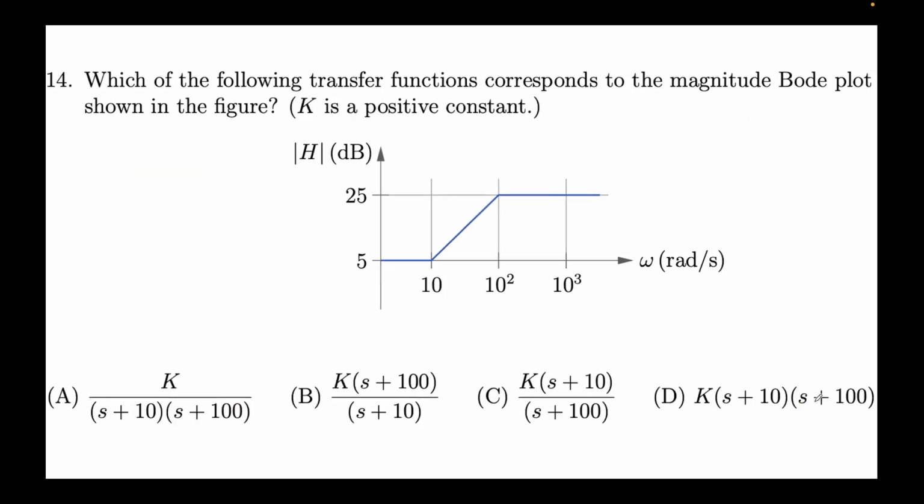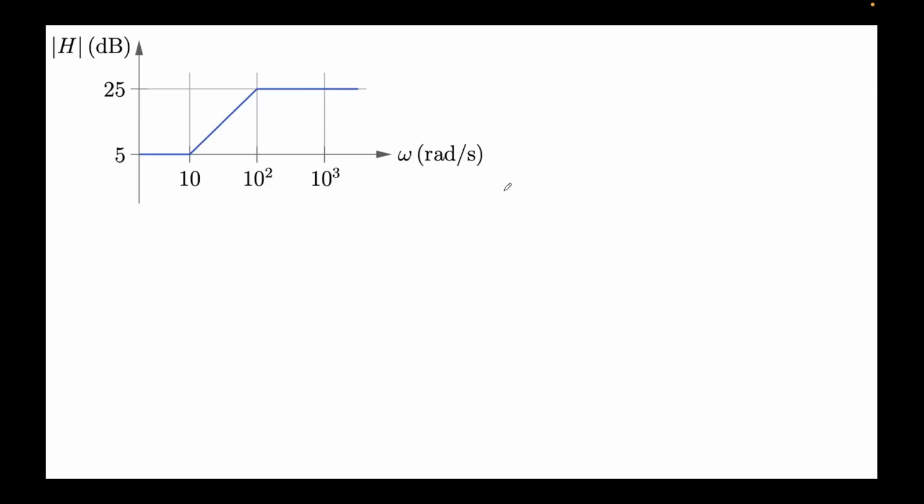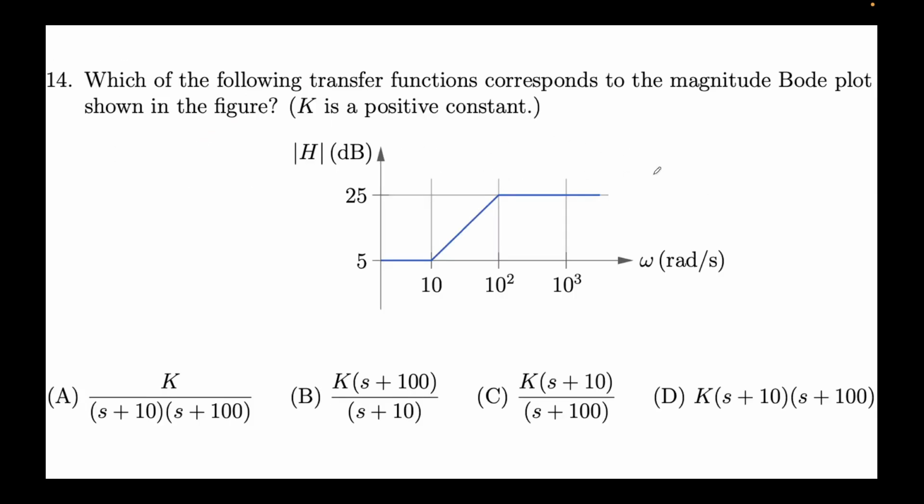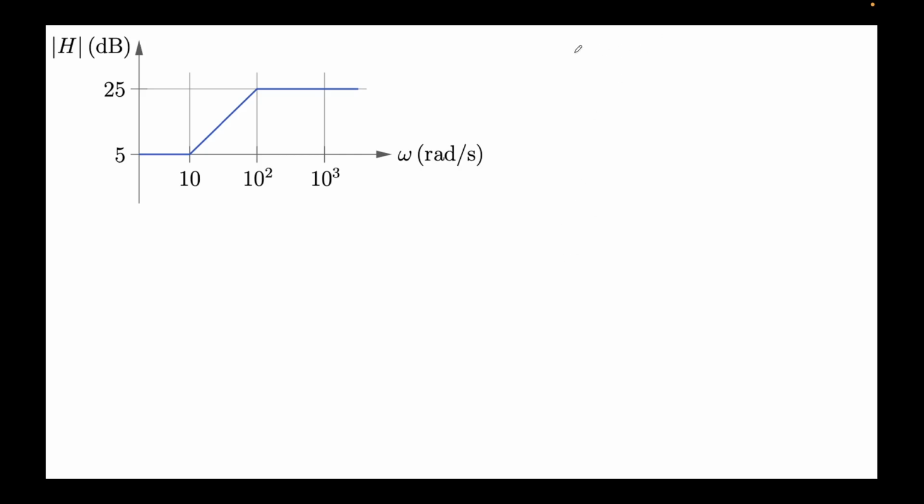Alright, now this is a similar problem as before. Here we are required to find the transfer function corresponding to this given magnitude Bode plot. So I'll identify the points at which the slope changes. The slope changes here and slope changes here. So this means omega 1 equal to 10 and omega 2 equal to 100.